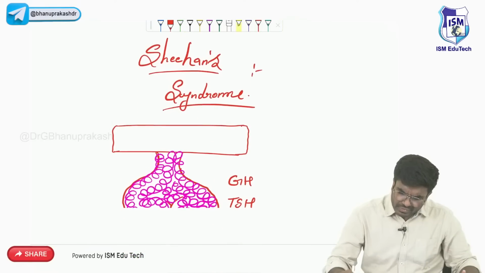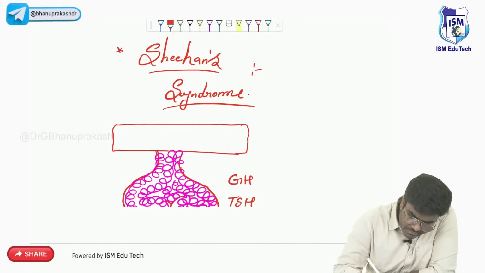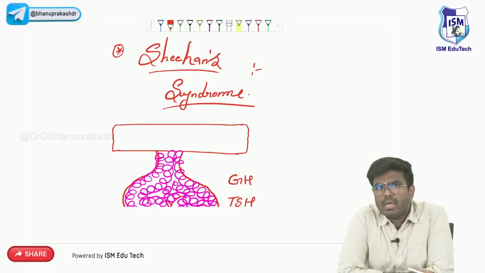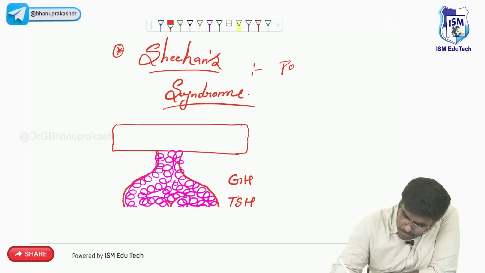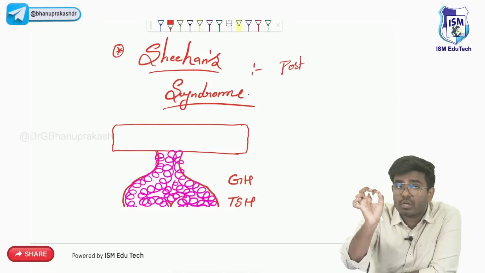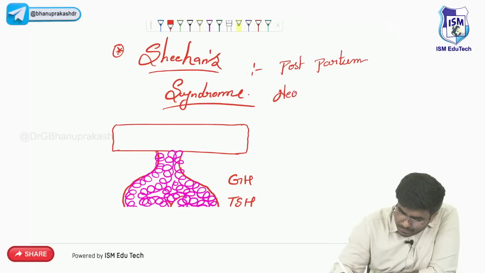Okay. Now after this, the next clinical condition, a very simple thing, is Sheehan syndrome. Now, what exactly is this Sheehan syndrome, sir, if you ask me? Sheehan syndrome is postpartum necrosis of the pituitary gland. The definition is very important. Please concentrate on my definition.